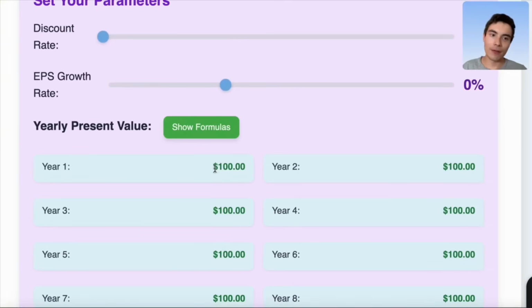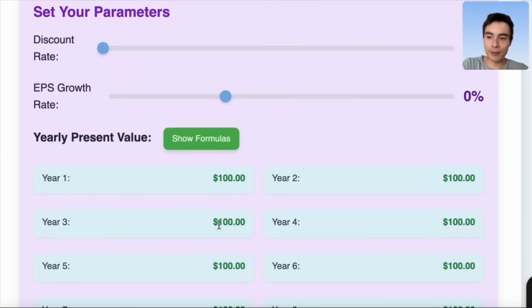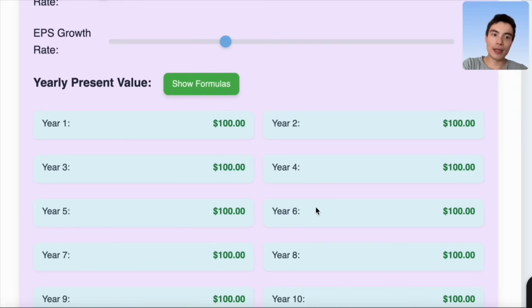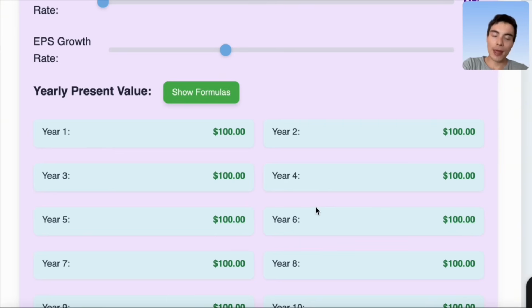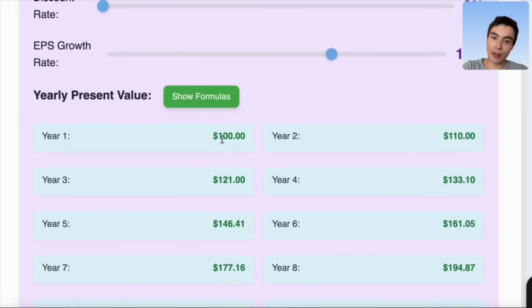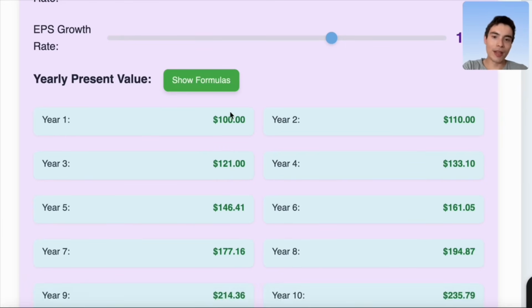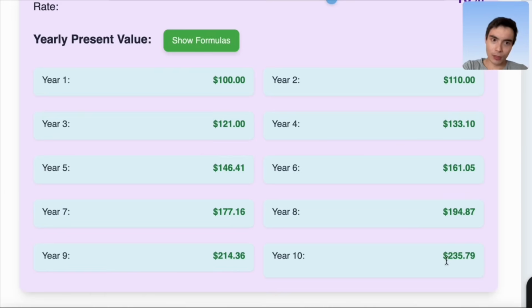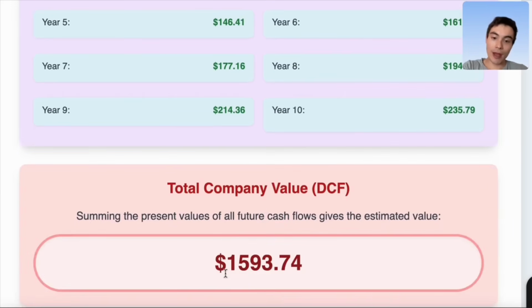So let's remove the discount rate for a second, and we're back to $100 every year. But now the lemonade stand is investing in a better machine to make lemonade, so they're more efficient and more profitable, and they will be more profitable in the future. People believe in this company, and these earnings will grow every year by 10%. So in year one, you make $100, then year two $110, then another 10% on that, $121. So it compounds like an investment would. In year 10, you make $235. If you add everything up, you get $1,593.